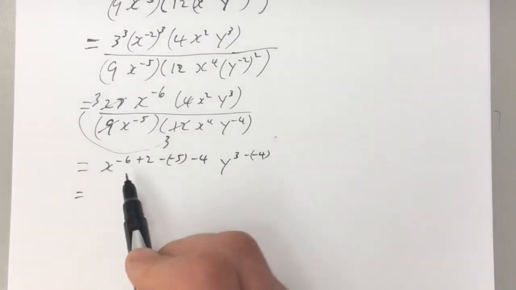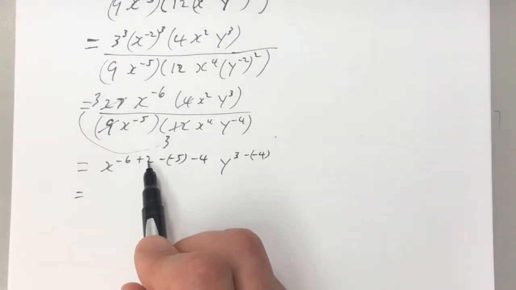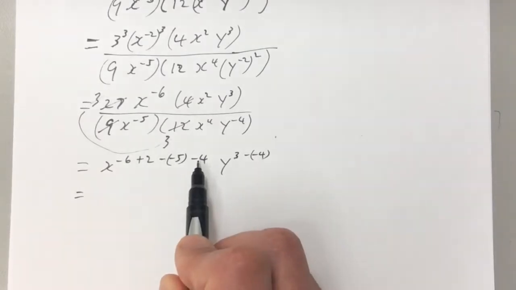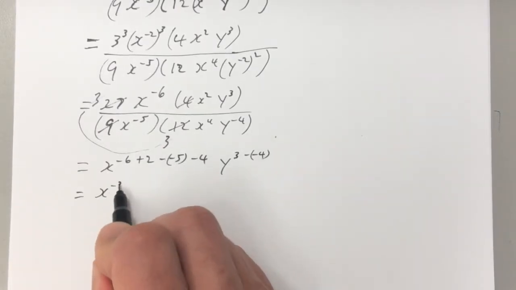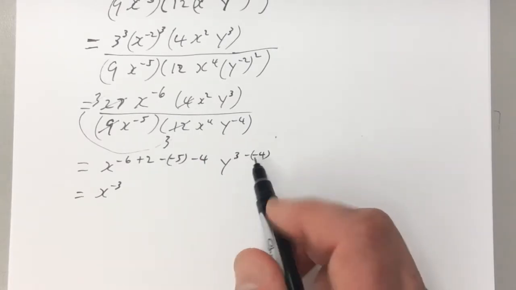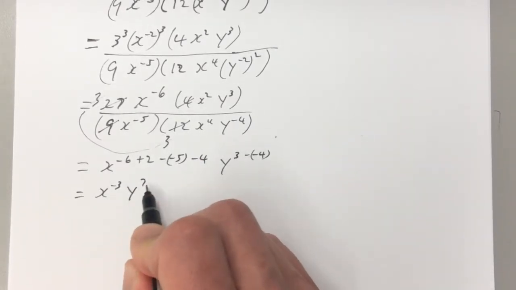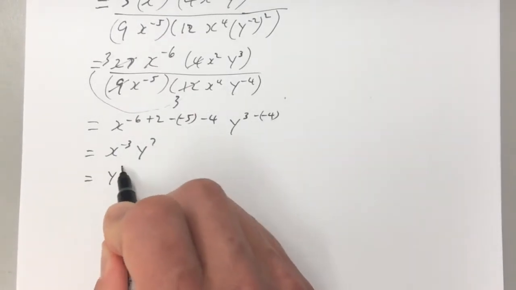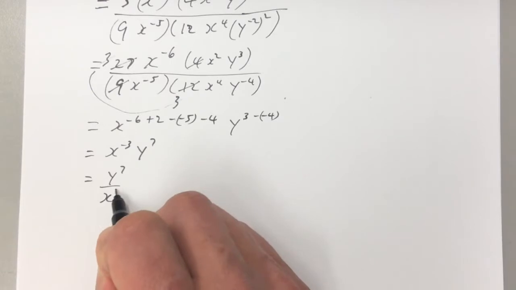Okay, we simplify that, so negative 6 plus 2 is negative 4, and minus minus 5 is going to be plus 5. Okay, so negative 4 plus 5 is 1, and then minus 4 is going to be negative 3. So I got x to the negative 3, and then y to the 3 plus 4 is 7, so y to the 7. And then we're going to write this with positive exponents, so that's going to be y to the 7 over x to the 3. And that's what that whole thing simplifies to.